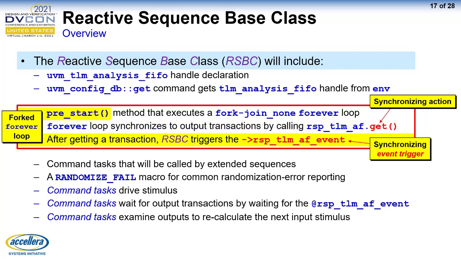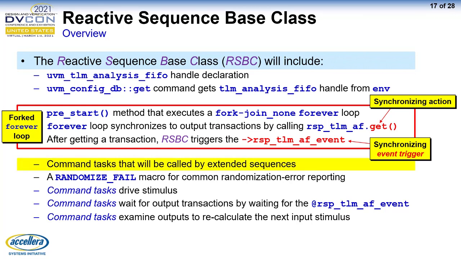After getting the next queued transaction, the sequence base class triggers an event that is declared in this base class. This is a synchronizing event that will notify any sequence command that is running that the sequence now has a copy of the broadcast transaction and is ready for the sequence command to examine the outputs and calculate the next command. So this is just a forked forever loop that gets the next broadcast transaction and triggers an event that will be used by command tasks to synchronize the completion of the current command, calculate the next command, and start the next command.